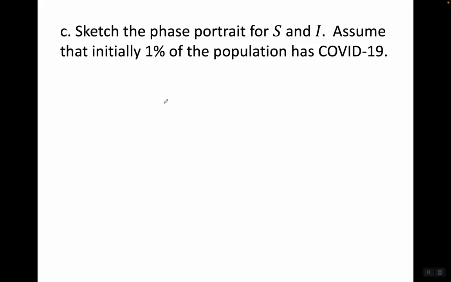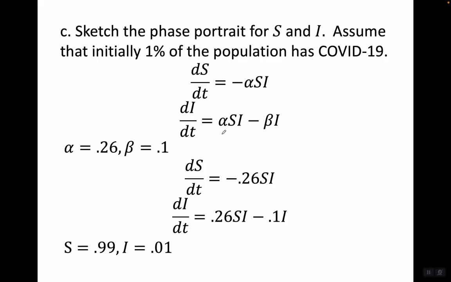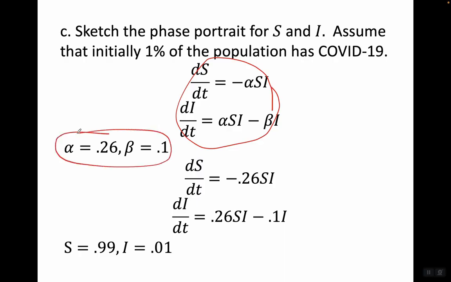Sketch the phase portrait for S and I. Assume that initially 1% of the population has COVID-19. So this is what we have. Those were our differential equations from before. We found that alpha equals 0.26 and beta equals 0.1. Again, I'm not making up these values. These are just estimates of what they are for COVID-19. Plug those into the above equations and we get these differential equations.